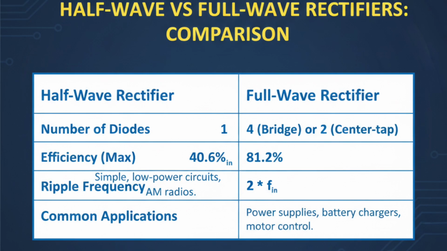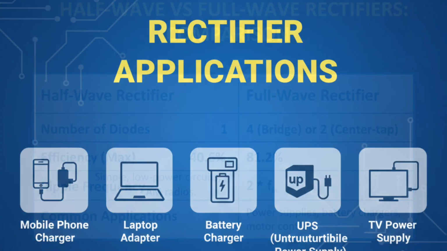Let us compare both circuits. Half-wave uses only one diode and has low efficiency. Full-wave uses 4 diodes and gives better output. That is why we use full-wave rectifiers in practical devices.